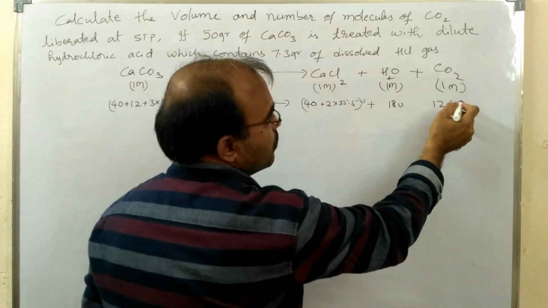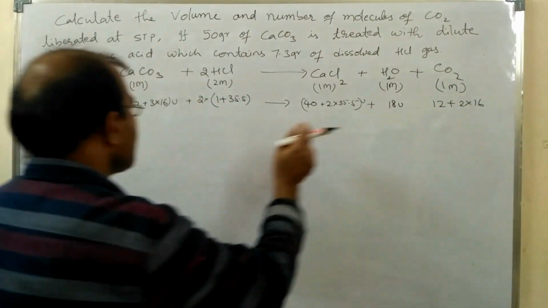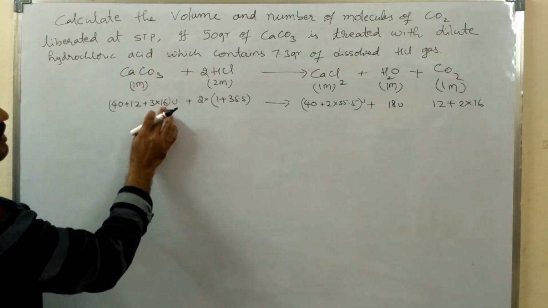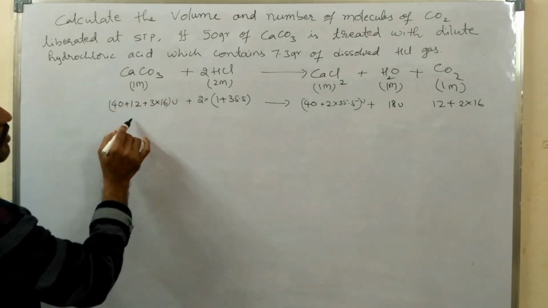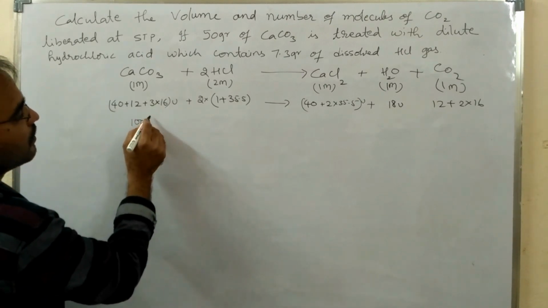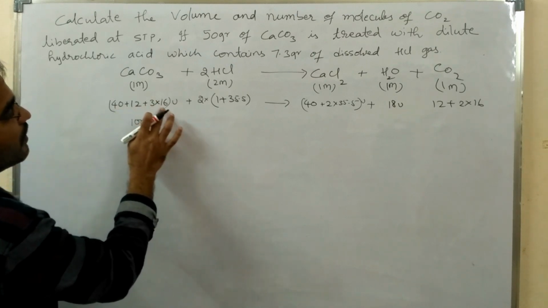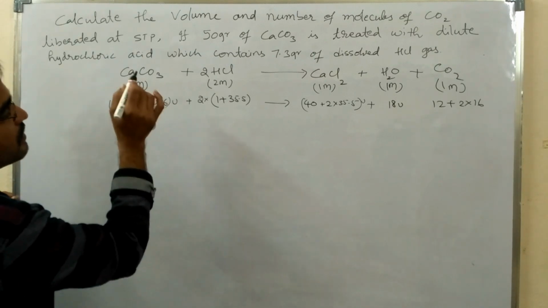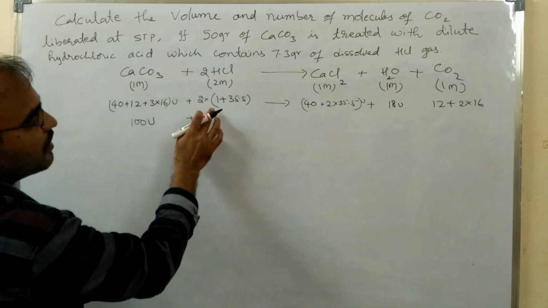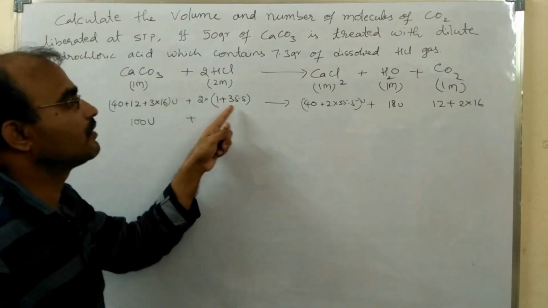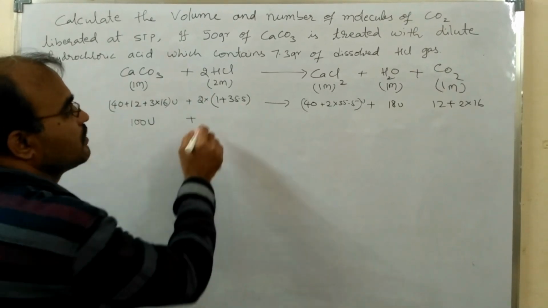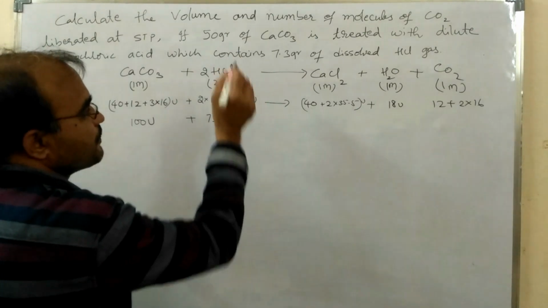12 plus 2 into 16, right? If you simplify, 40 plus 12, 52. 52 plus 48, 100. If you are not good at mathematics, you write 40, 12, 48, and add them, you get 100 unified mass units. Plus 35.5 plus 1 is 36.5, 36.5 into 2: 35 into 2 is 70, and 1.5 is extra there, 1.5 into 2 is 3. So nothing but totally 73 units.